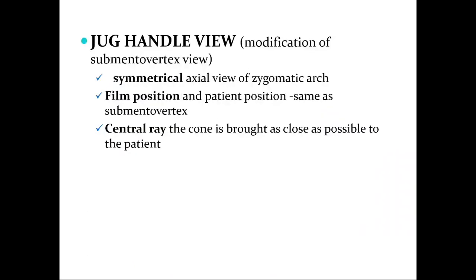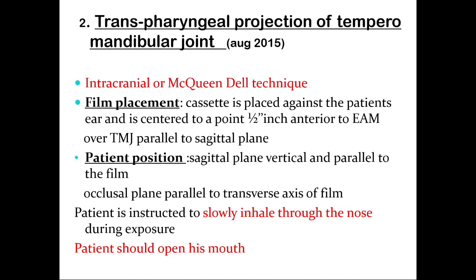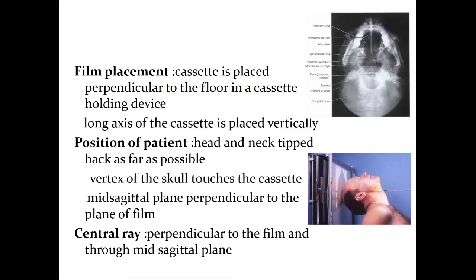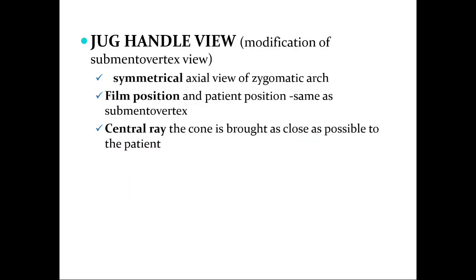Whereas the jug handle, as the name suggests, is indicated for the view of the zygomatic arches. As you know, when it is viewed, it looks almost similar to a handle on a jug, and that's why it's called a jug handle. The zygomatic arch represents the jug handle itself. So in this, the technique and patient position are all the same. Only the exposure parameters are different from those of the submentovertex.